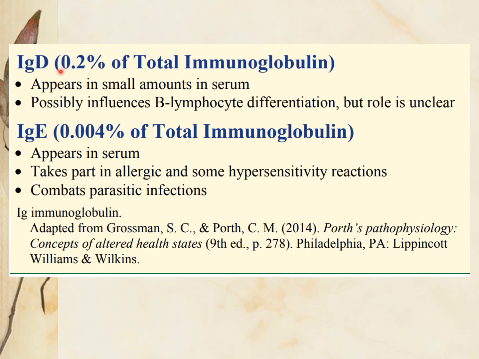IgD is just 0.2% of the total immunoglobulin. It appears in small amounts in serum and possibly influences B lymphocyte differentiation, but its role is unclear. For IgE, it's just 0.004% of total immunoglobulin. It appears in serum. It takes part in allergic and some hypersensitivity reactions. It can also combat parasitic infections.